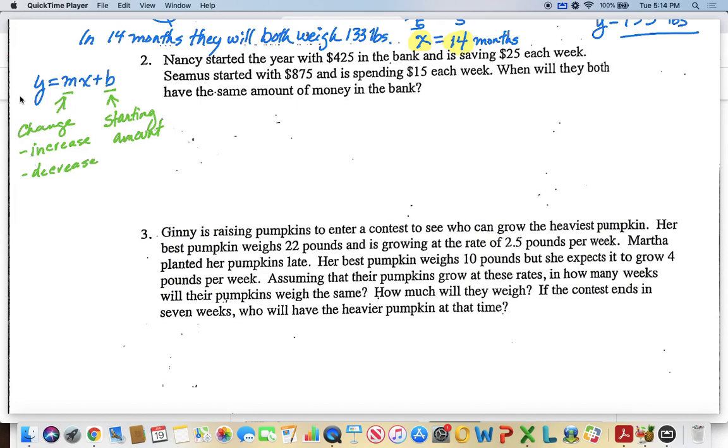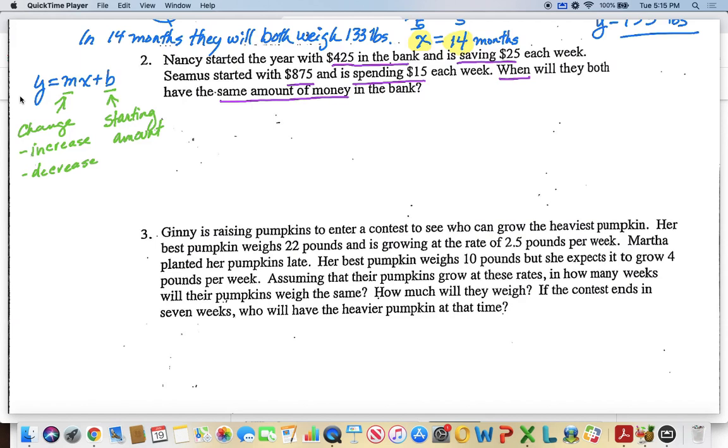so let's go ahead and write our first equation. So Nancy started the year with $425 in the bank and is saving $25 each week. Seamus started with $875 and is spending $15 each week. So when will they both have the same amount of money in the bank?